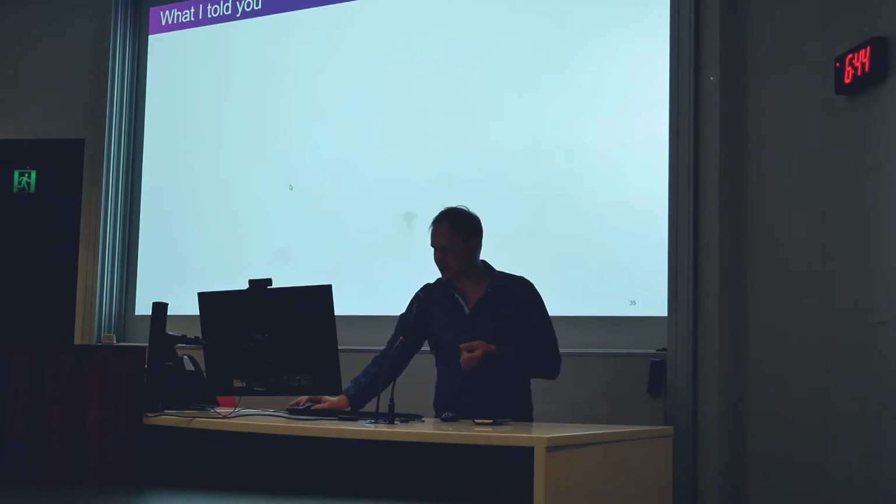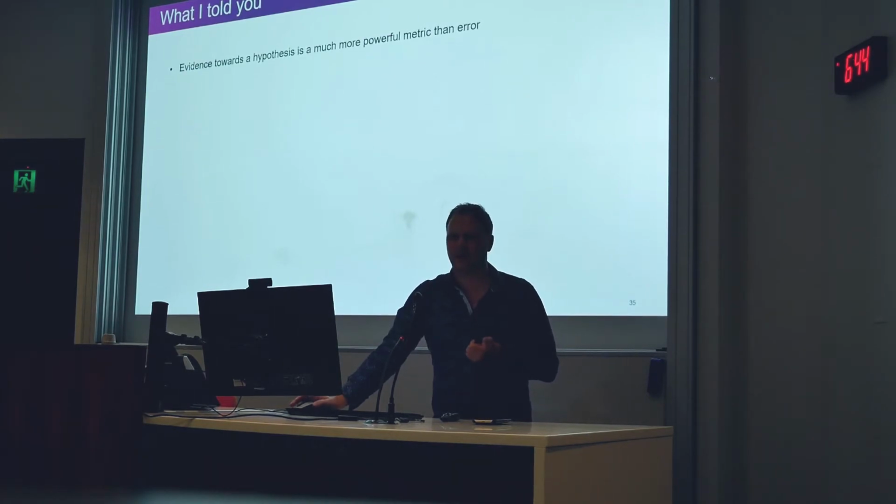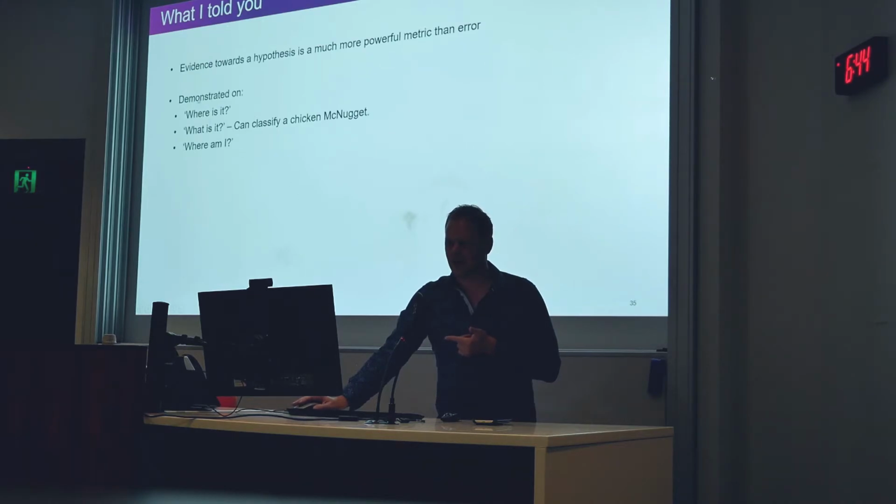Okay. So this is the talk. What I told you was evidence is way better than error. Error is misleading because you need to segment the data. Not all the data belongs to the model, and I've shown you why ICP sucks. I've shown it works on where is it, what is it, and where am I? And it doesn't require segmentation. And this is the biggest contribution of my PhD, so I thought I should put it in twice. You don't need to segment. There's not many other algorithms out there that can claim that.